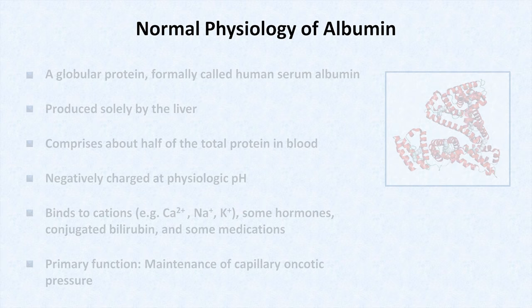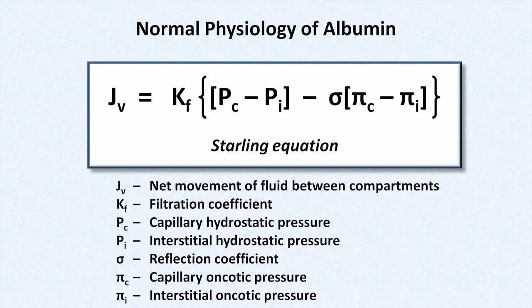Here is the startling equation, which mathematically describes the balance between fluid moving between the capillary or intravascular space with the interstitial space. Don't worry, I'm not going to discuss the details of this equation, but I just wanted to point out that albumin affects this value here, the capillary oncotic pressure. The greater the difference between the capillary and interstitial oncotic pressures, the more fluid will stay in the intravascular space and not leak out of the capillaries.